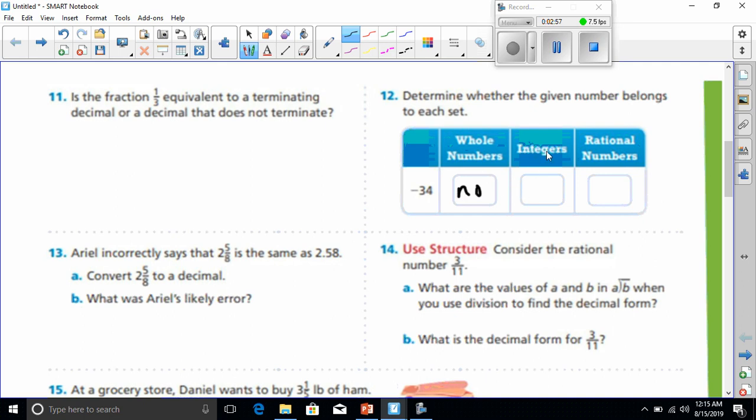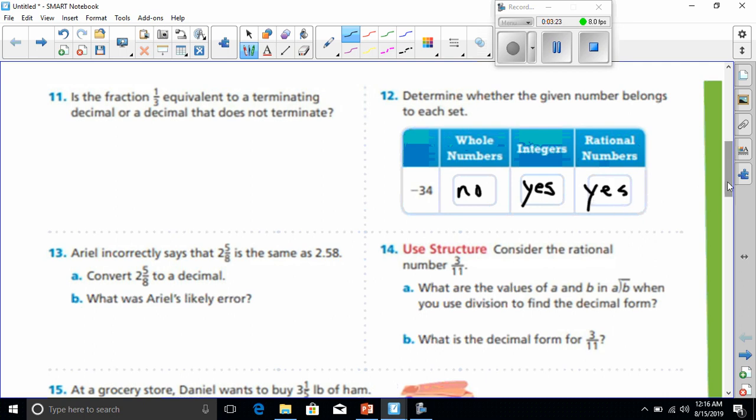Is it an integer? Well, integers are all the whole numbers plus all the opposites of them. So that would be yes, because that is a negative number. Is it a rational number? A rational number is any number that I can ask you to write. That's a rational request for me to ask of you. So that is also a yes.